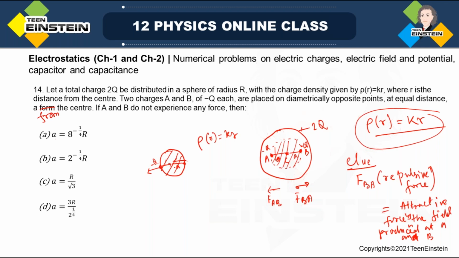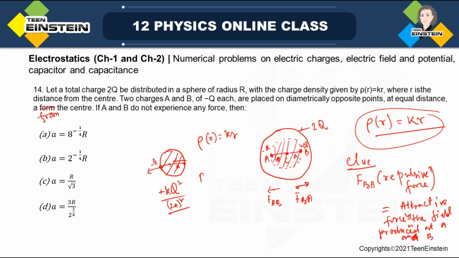Okay, we know we can find out the repulsive force. What is the repulsive force on each other? Both of them have the same charges, so q1, q2. If I take the magnitude, q square, it will be kq square by 2a square. That is the repulsive force between them.